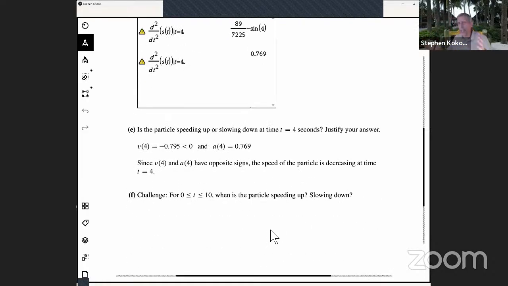Is the particle speeding up or slowing down at t equal 4 seconds? We'll leave that. But the challenge question here is, for t between 0 and 10, when is the particle speeding up and when is it slowing down? So this is a little different. I'm not asking about what's going on at one particular value of t, but I want the intervals on which the particle is speeding up and the intervals on which it is slowing down.